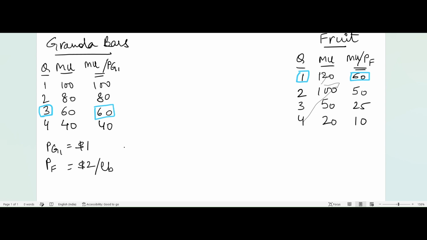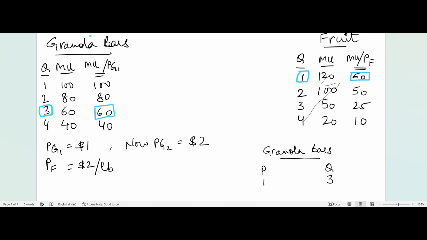All right, now let's say that the price of granola bar increases to $2. Okay, before that, let me just write two things. I have granola bars here. I'll create another table saying the price of granola bar and the quantity consumed of granola bar by me. So when the price was $1, I was consuming 3 units of granola bars, taking into account my marginal utility per dollar concept.